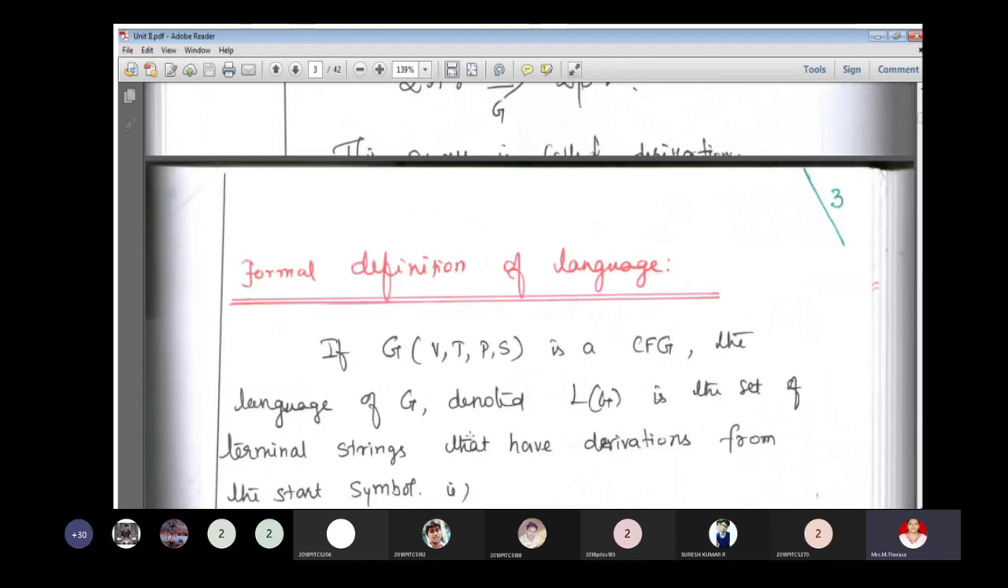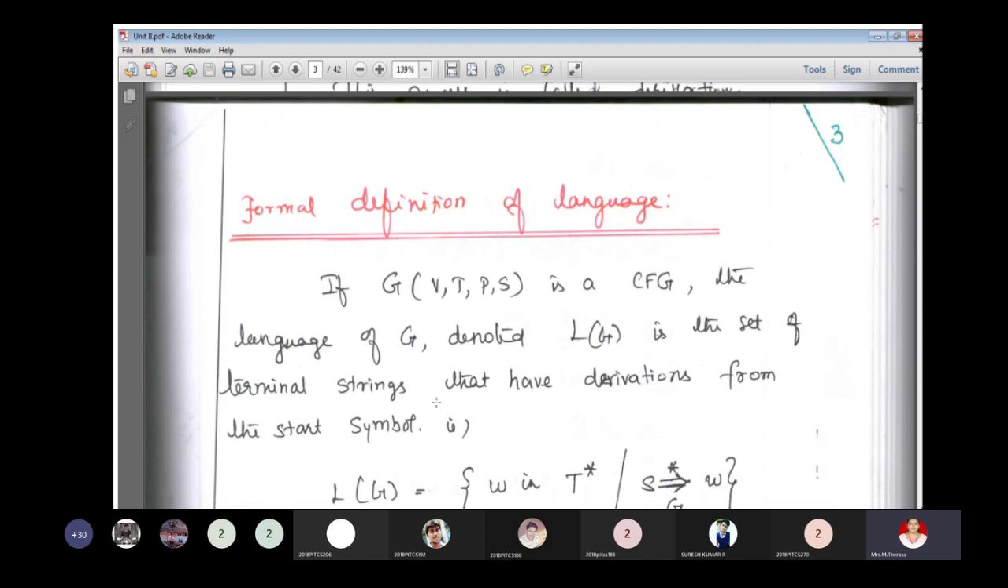Clear? Then the formal definition of the language. If G is equal to (V, T, P, S), we know we can represent a grammar with a 4-tuple: variables, terminals, production rules, and the start symbol, and this is a CFG, a context-free grammar. The language of G is denoted by L of G. So the language of this grammar can be represented as the set of terminal strings. We know what a language is: a set of strings, isn't it? So, a set of terminal strings. Why should we use terminal strings? Always it should have only the alphabet. It should not have the variables.